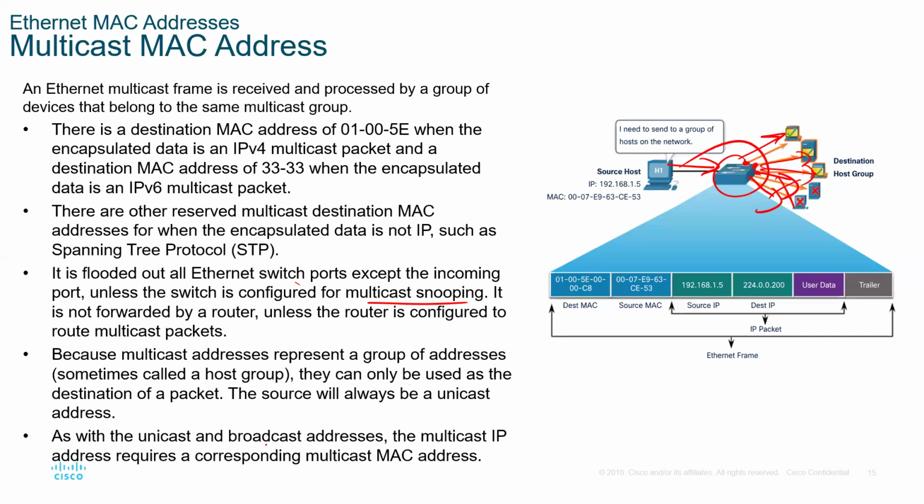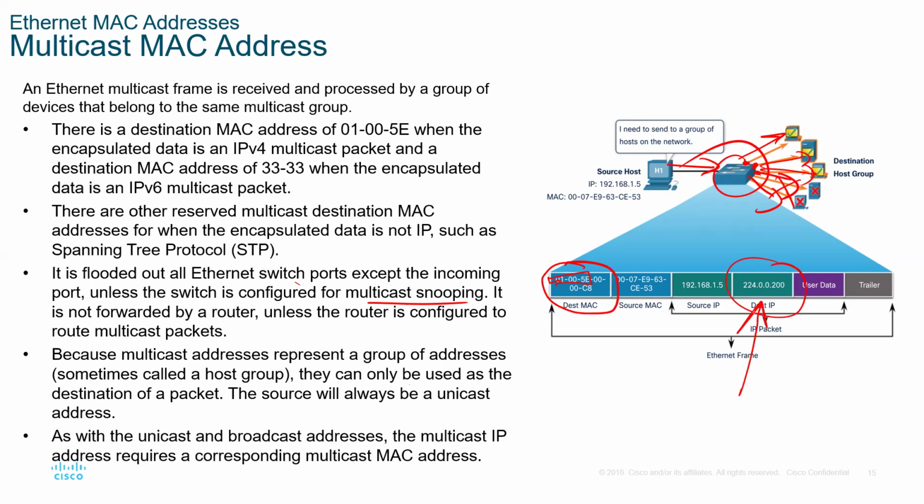As with the unicast and broadcast addresses, the multicast IP address requires a corresponding multicast MAC address. If this one, for example, is an IPv4 multicast MAC address, it is because it starts with these values. Here as well, you need to know there is a range of IP addresses reserved for multicast communication, if I can say. And these are the numbers you see.